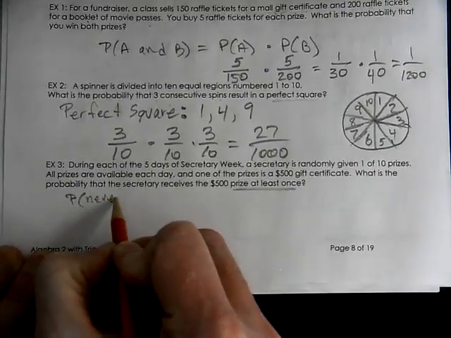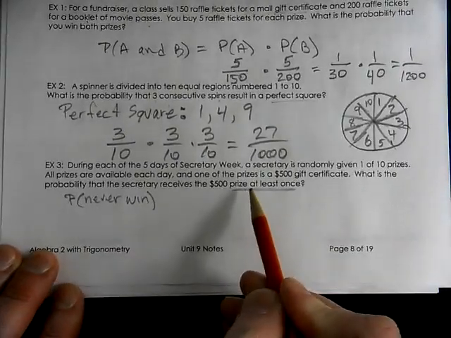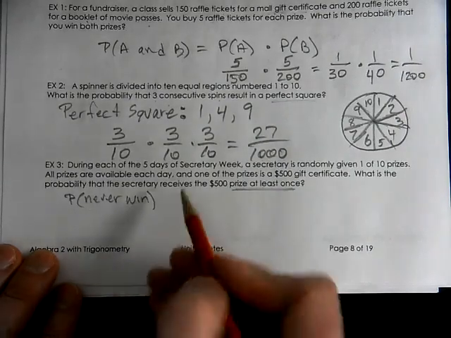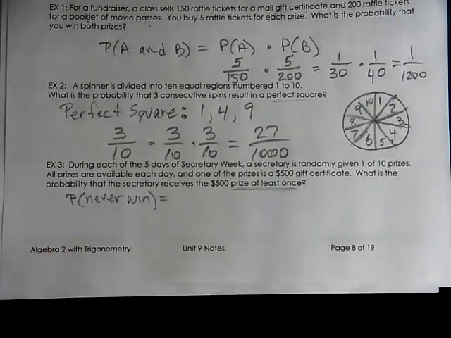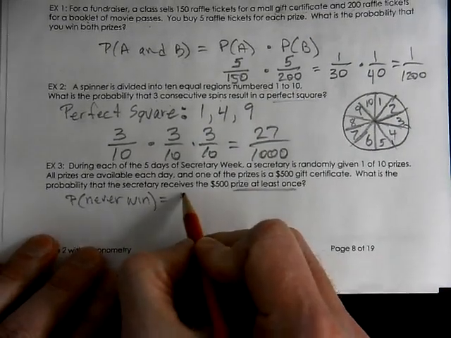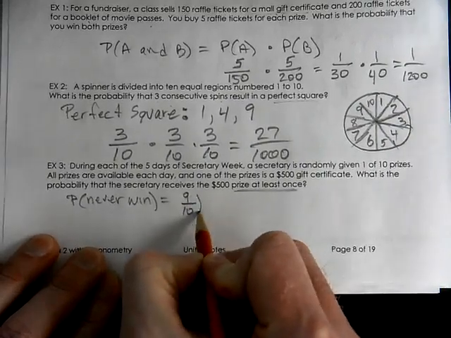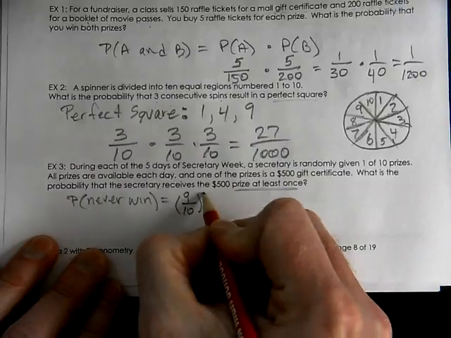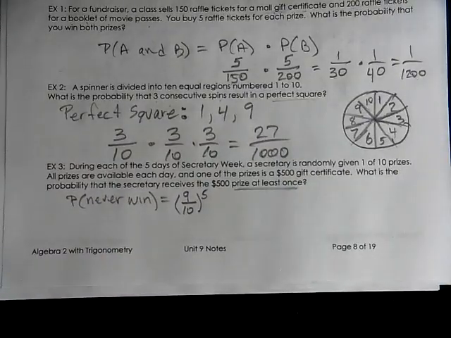Probability to never win. If that's to win it at least once, the complement of that is to never win. How could you never win the $500 prize? What would have to happen on Monday? What's the probability you don't win it on Monday? There's 9 prizes out of 10 on Monday. And how many days in a row did you have 9 out of 10 choices that weren't the 500? 5. There are 5 of them. So you could write it out 5 times, or you could use the shortcut of to the 5th power. Your choice of however you want to write that.